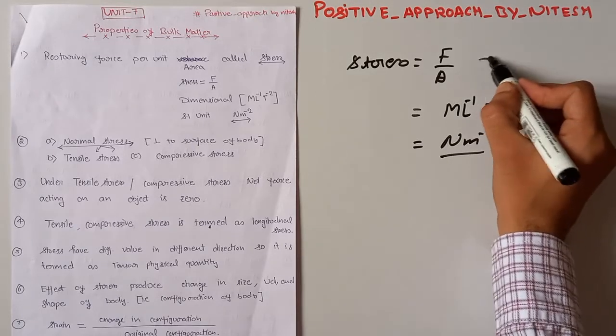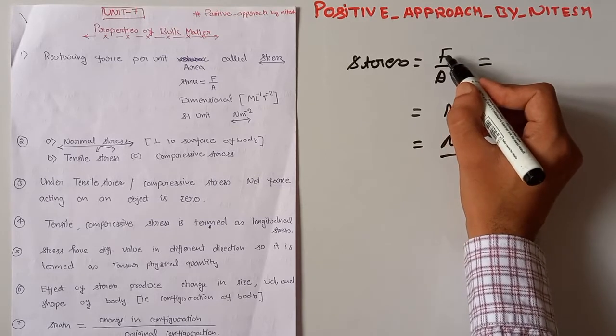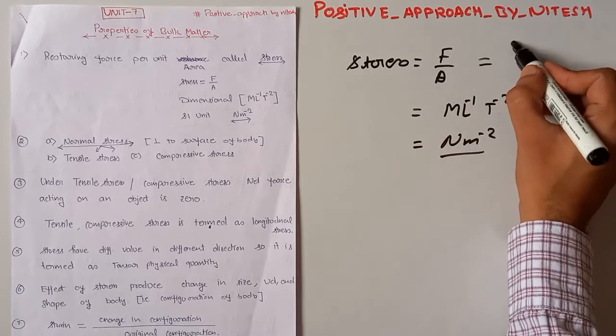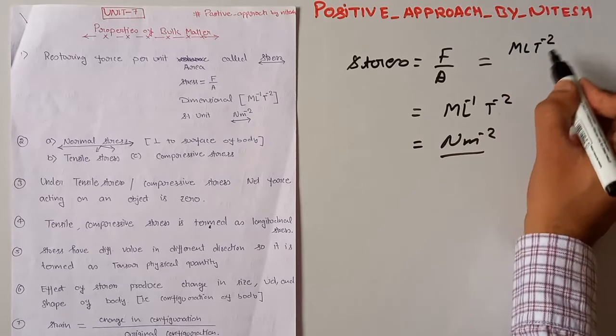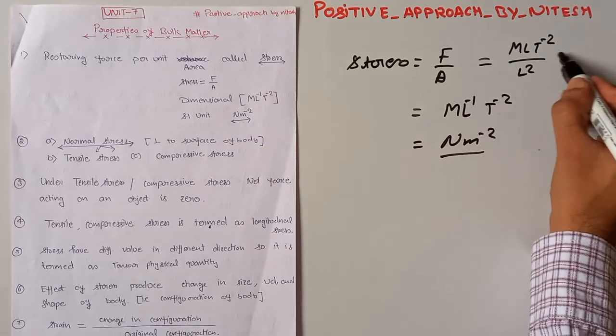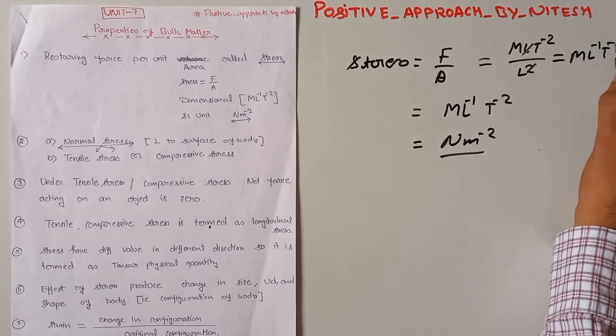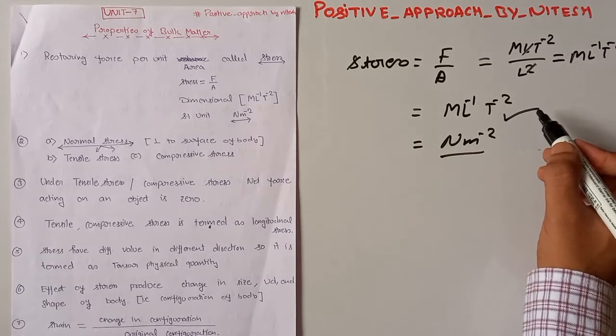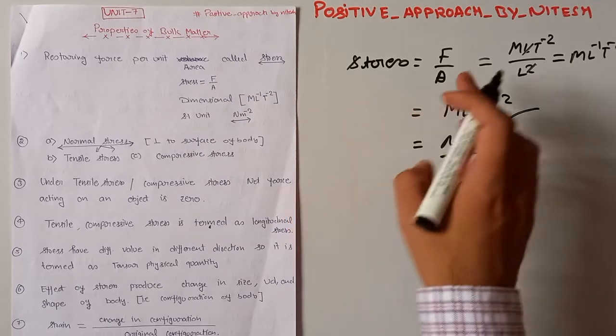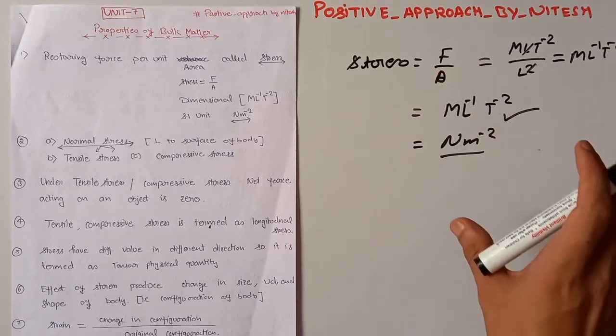You calculate it by using the dimensional formula of force. We know that force is mass into acceleration, that is MLT^-2, and area is L squared, so one L cancels, giving ML^-1T^-2. Okay, what is stress? It is the force per unit area.